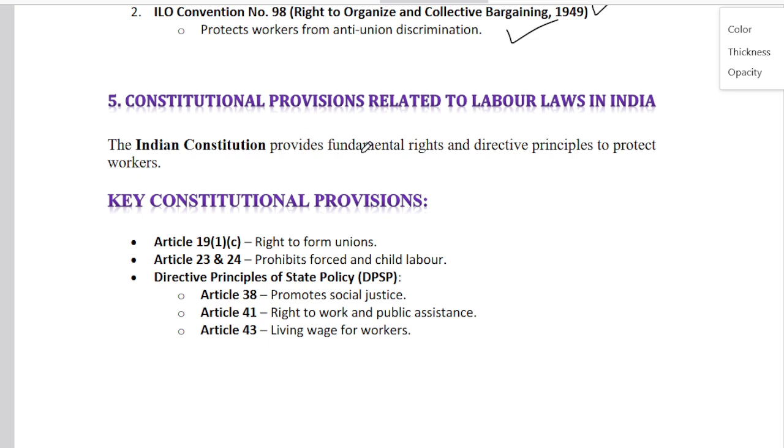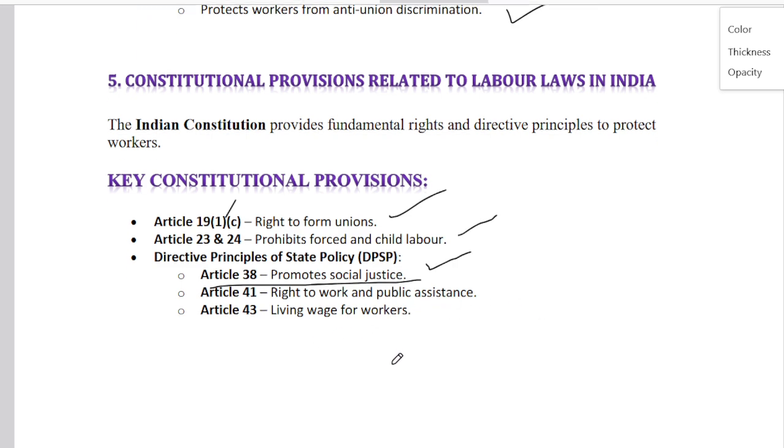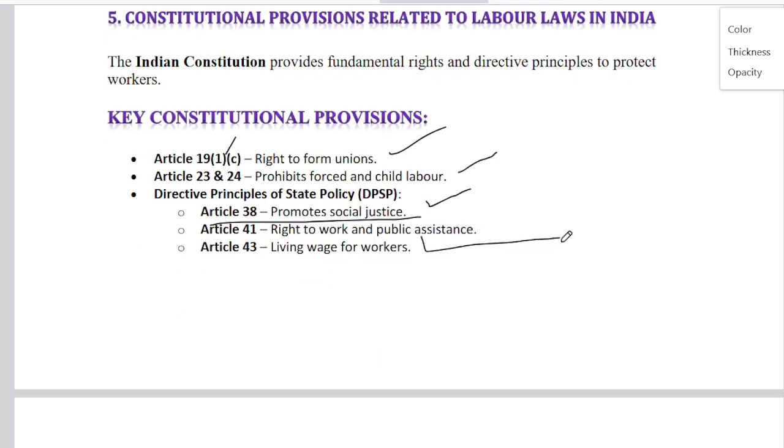So, constitutional provisions related to labor law in India. What does the Constitution say? What do the articles say? The Indian Constitution provides fundamental rights and directive principles to protect workers from all kinds of exploitation. We have already studied in the first semester the right to form unions, Article 19(1)(g) the right to trade, and Articles 23 and 24, which prohibit forced and child labor. And the Directive Principles of State Policy, Article 38, promote social justice, and there are the right to work, public assistance and living wages for the workers, right?